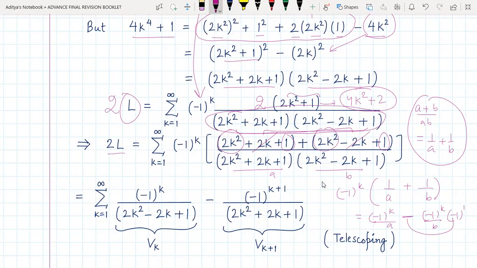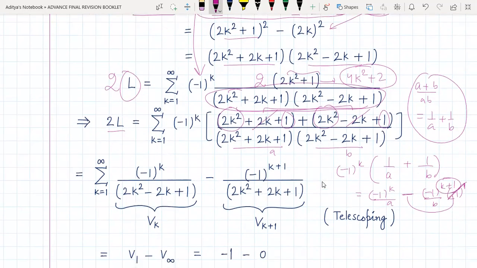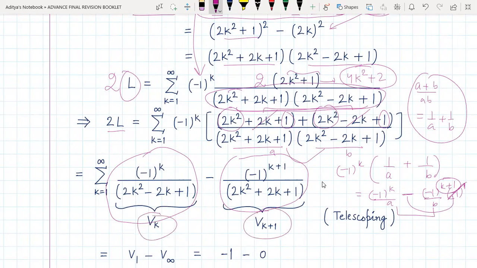Now this is minus 1 power 1. So I will just add this power, right, to make it k plus 1. So that is exactly what we have done. And that's how we have gotten minus 1 power k upon a minus minus 1 power k plus 1 upon b, just like this, where a and b were these two denominator terms. Clearly, if this is v_k, this is v_(k+1). The reason is k has been replaced by k plus 1, right?